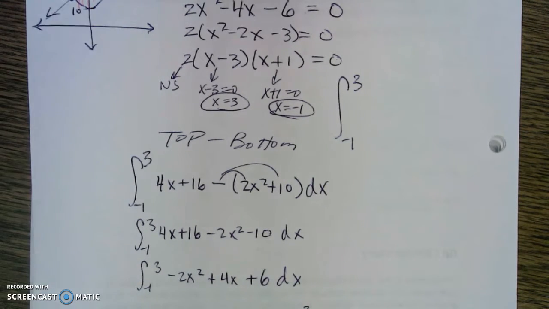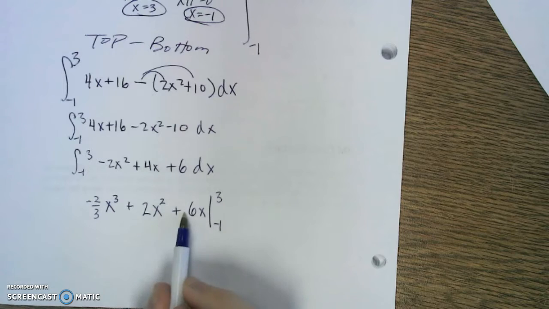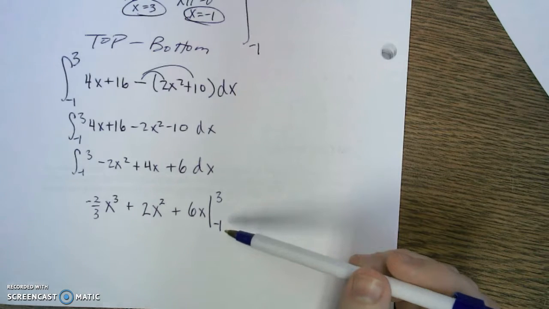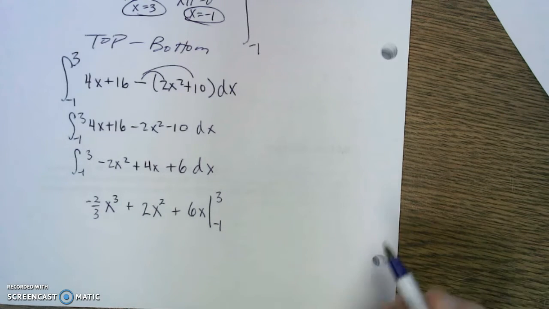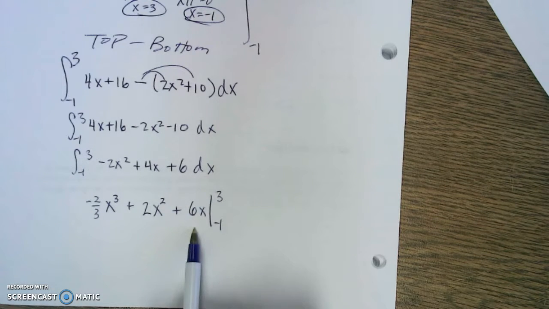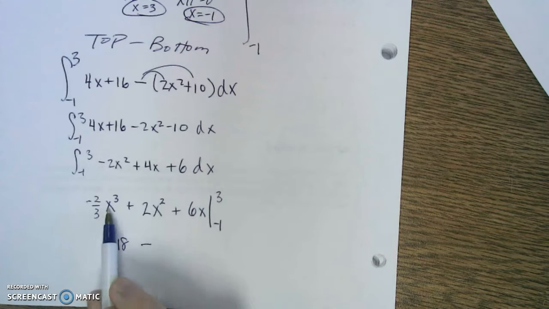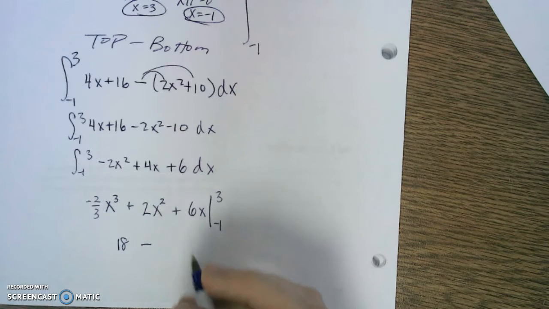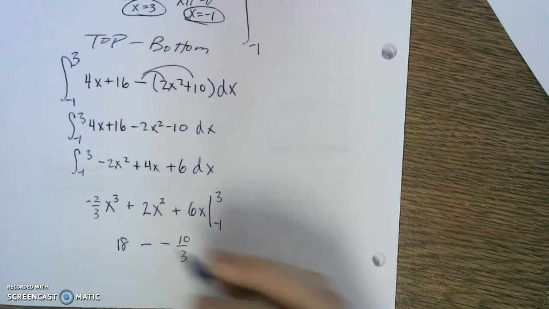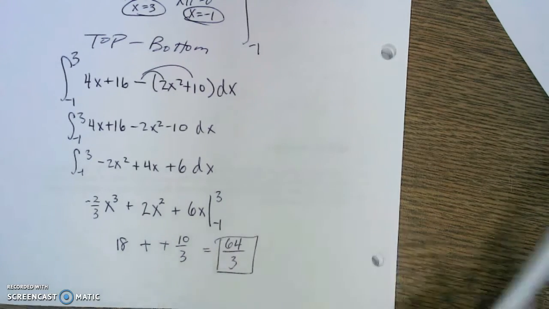And then we're going to take this antiderivative and plug in the 3 and plug in the -1 and subtract those two answers. So if I plug in 3 to all of these, I end up getting 18. Minus, if I plug in -1 to all of these, I end up getting negative 10/3. And so we add those together and we get 64/3 for the final answer.